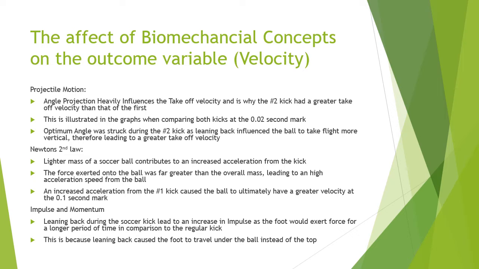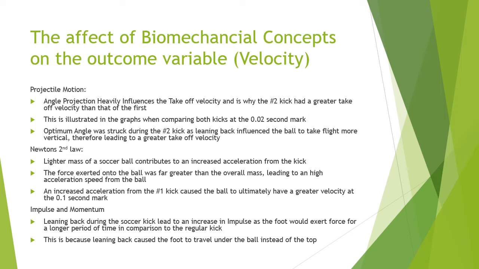Because velocity is measured as position 2 minus position 1 over time 2 minus time 1, increasing the angle of projection while kicking a soccer ball changes the velocity significantly. The soccer kick that included the mechanical modification of leaning back had an increasingly greater mean velocity within 0.1 seconds in comparison to the regular kick, as seen in the previous graphs. The second kick created a substantial increase in velocity from 0 to 0.02 seconds. This is because the angle at which the ball was struck caused the ball to rise, greatly increasing the velocity in comparison to the first kick, which flew at a more horizontal level.